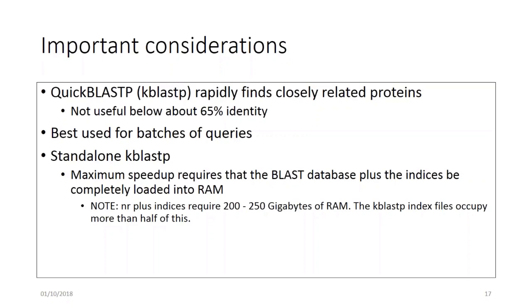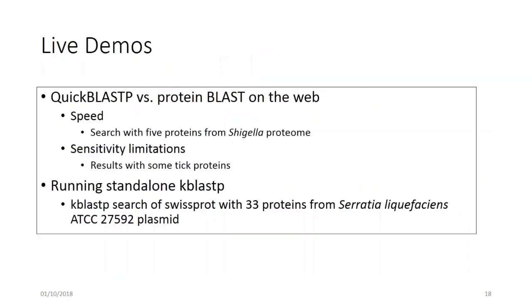And just a note, if you're thinking about the default protein database, which of course is very large, the NR database plus these indices require between 200 to 250 gigabytes of RAM. The index files for kblastp occupy more than half of this total. So you need a machine with lots of available RAM in order to do this effectively.